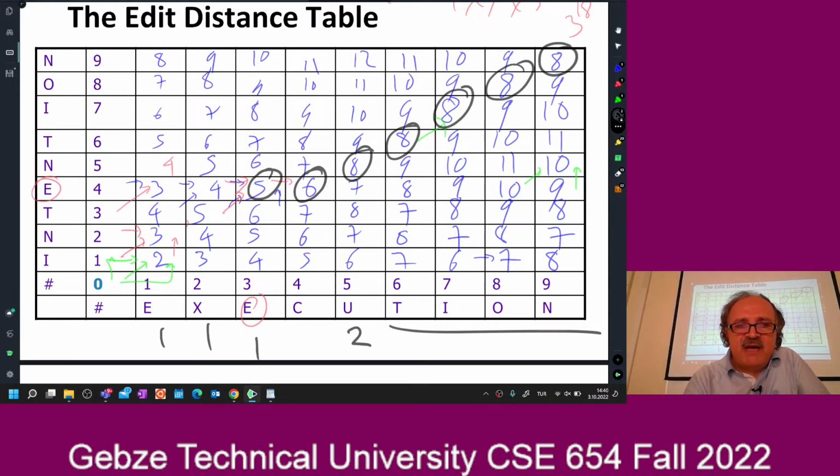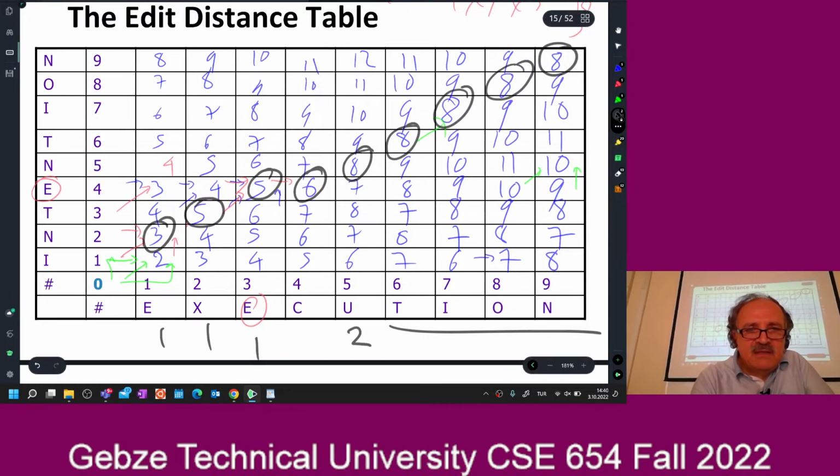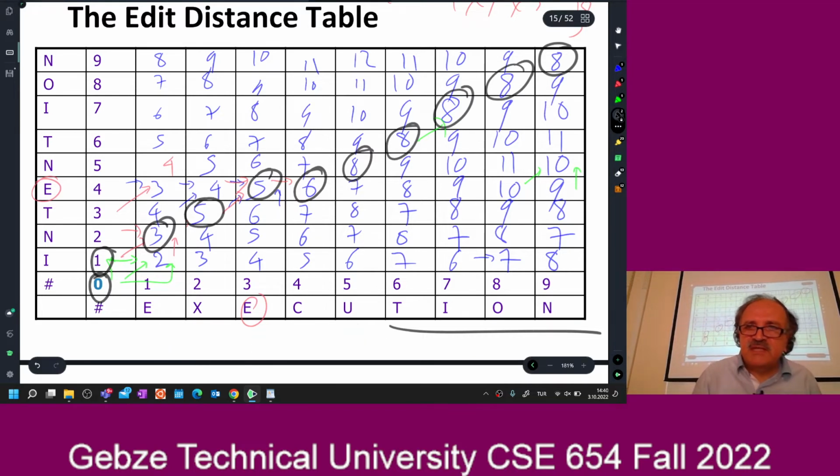How did I come to this 5? I think it was this substitution, E to E, right? And then how did I come to this 5? Didn't matter. 4, 4, 3. Let's say I substituted. Then I substituted. Then I deleted. So delete, substitute, substitute, and substitute, insert, then the rest of them are substitute. Okay, so the total cost of it is 8.